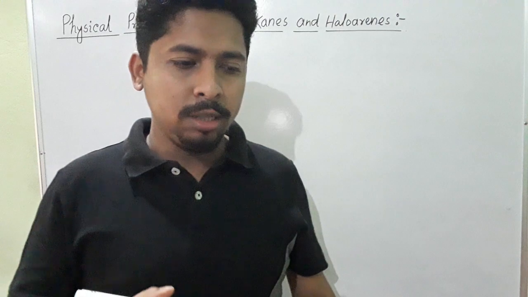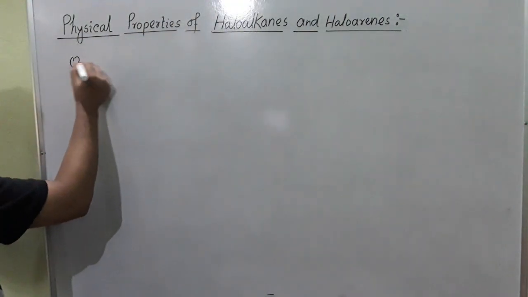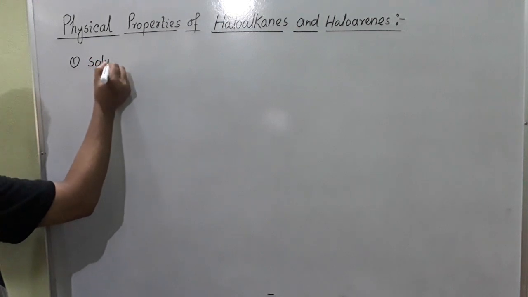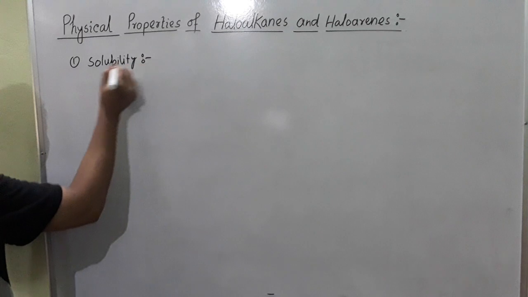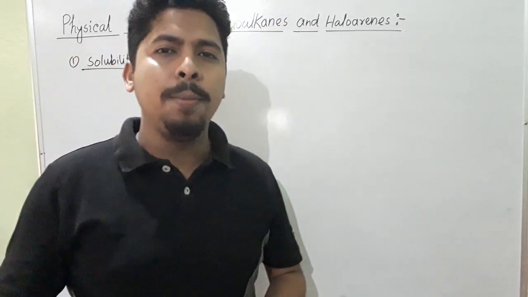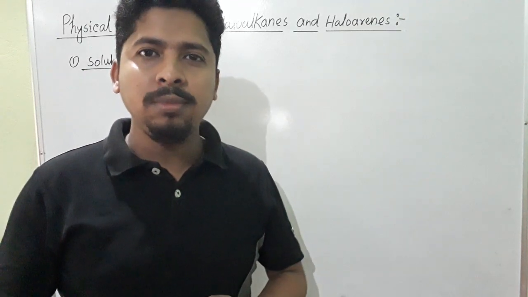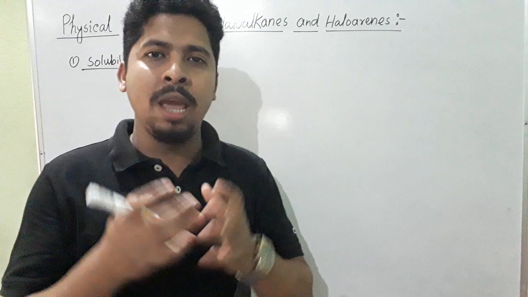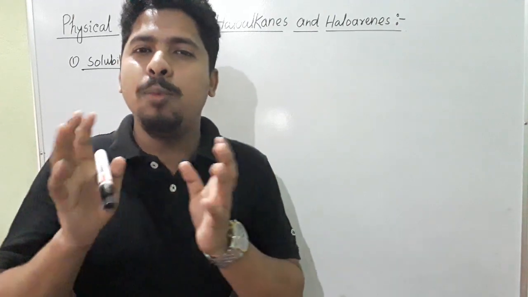In these physical properties, first of all we will discuss solubility. These haloalkanes and haloarenes are polar molecules. Now why are they polar? How can we say that a molecule is polar or non-polar? With the help of dipole moment, we can say whether a molecule is polar or non-polar.